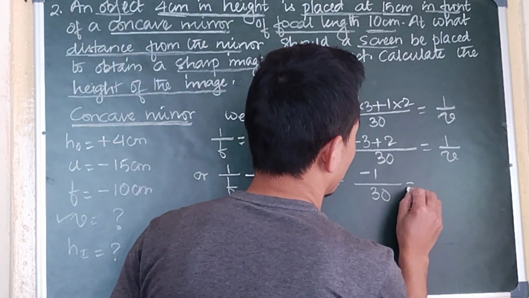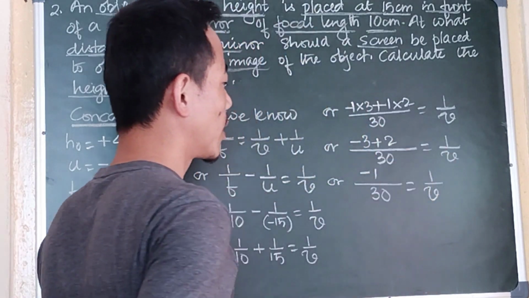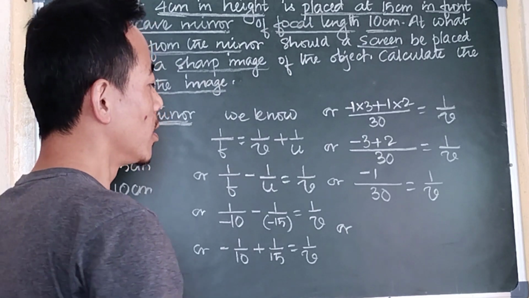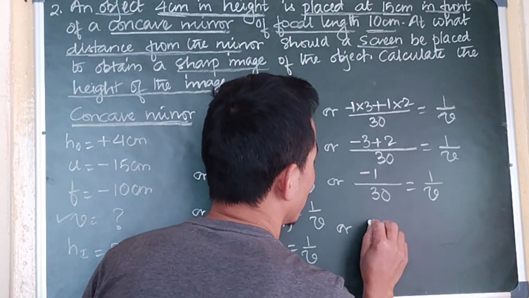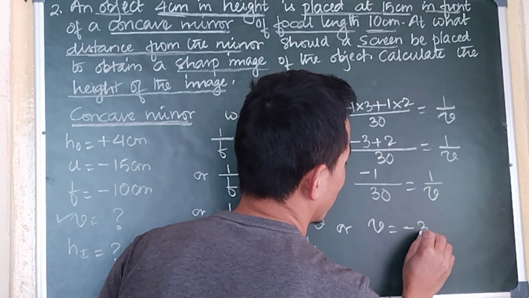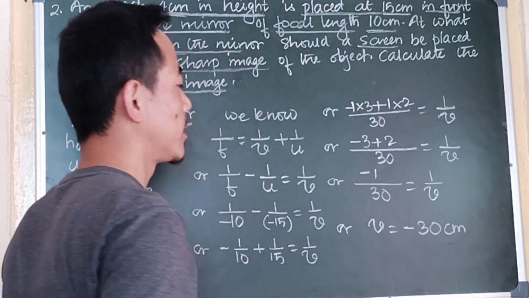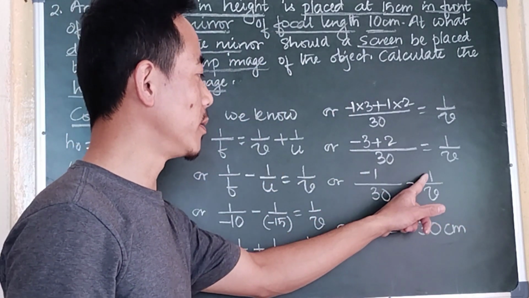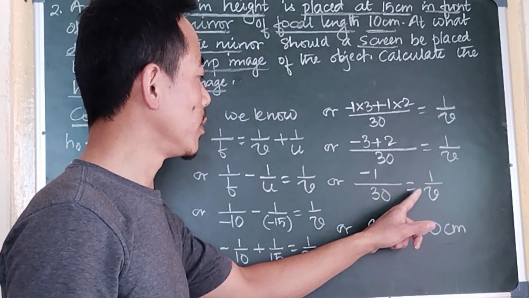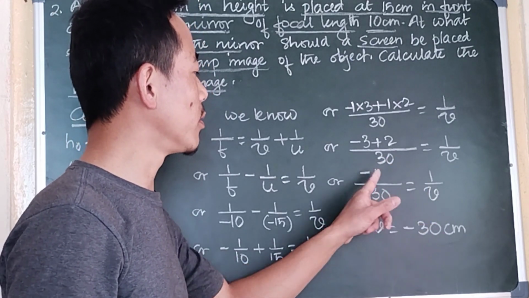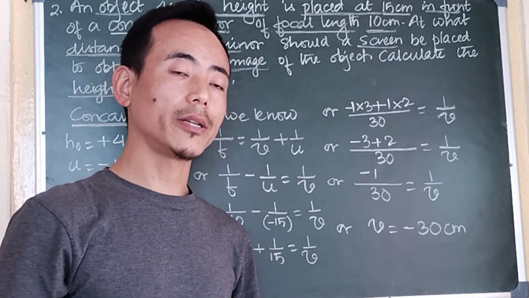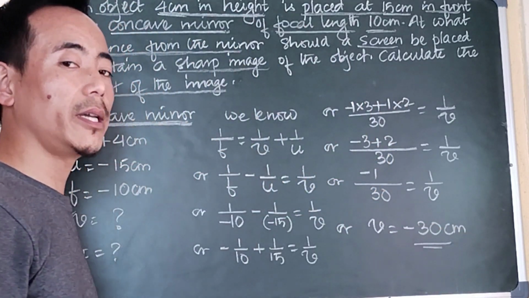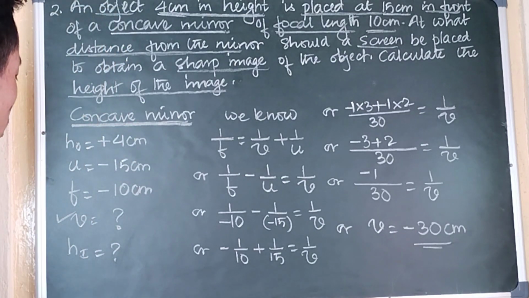Alright, if that is clear, then on the right hand side we have 1 by v. Again, as I said, we are not finding 1 by v, we are finding v. So you just take the cross multiplication. So v will be directly, you can write down -30 centimeter. You may say -1 into v is -v, 30 into 1 is 30. So if you take the opposite, then you can simply write v is equals to minus of 30. Alright, so the image distance comes out to be -30 centimeter. So we have found out the first one.